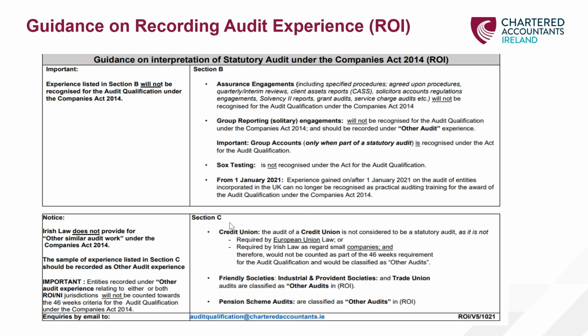This work should be recorded under the Other Audit ROI category in CA Diary. This includes the audit of credit unions, friendly societies, industrial and provident societies, trade unions, and the audit of pension schemes.